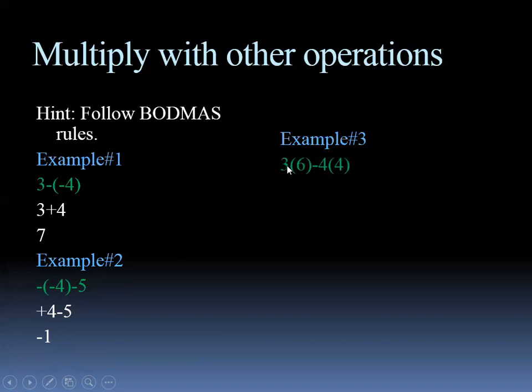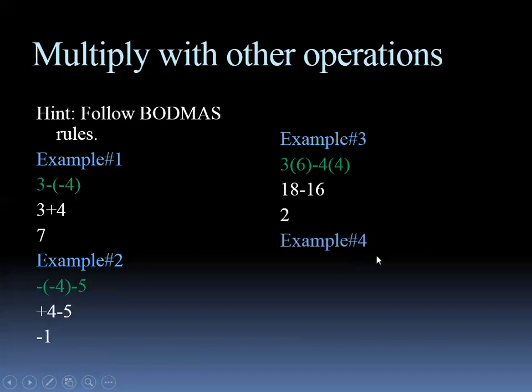Example number 3. Okay, now I told you before that if a number is closed in bracket and second number is attached with it, it means they both numbers are multiplying. Because if you don't want to write multiply sign, you have to close one number in bracket. 3 6s are 18, minus 4 4s are 16. 18 minus 16, you will get 2. This was a very simple question.